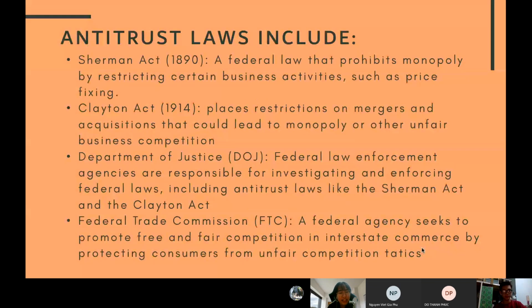So the antitrust laws include the Sherman Act, which was released in the US in 1890. This is the federal law that prohibits monopoly in some business activities such as price fixing. The Clayton Act is the law to prevent mergers between firms which might lead to oligopoly and unfair competition. So in the US, we have the Department of Justice.